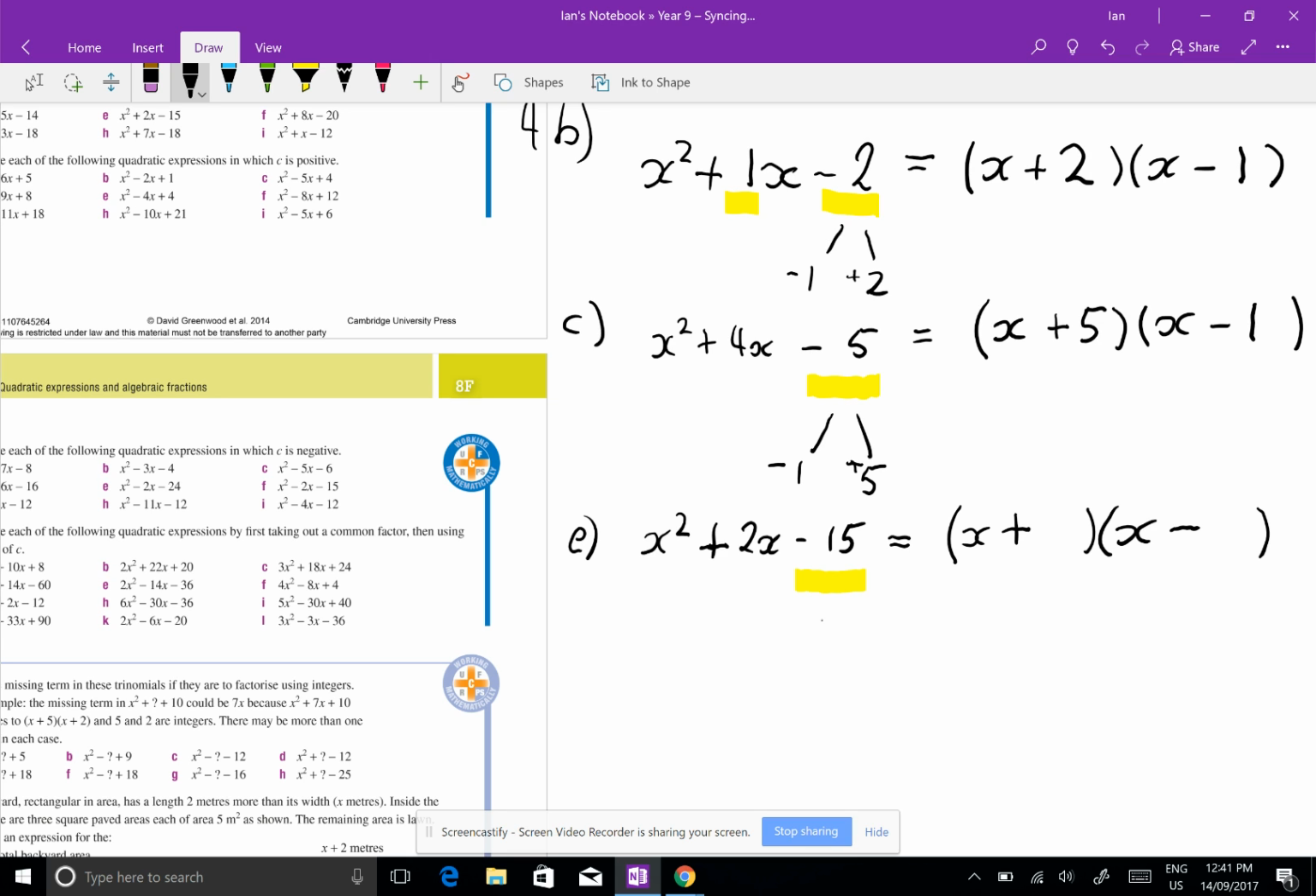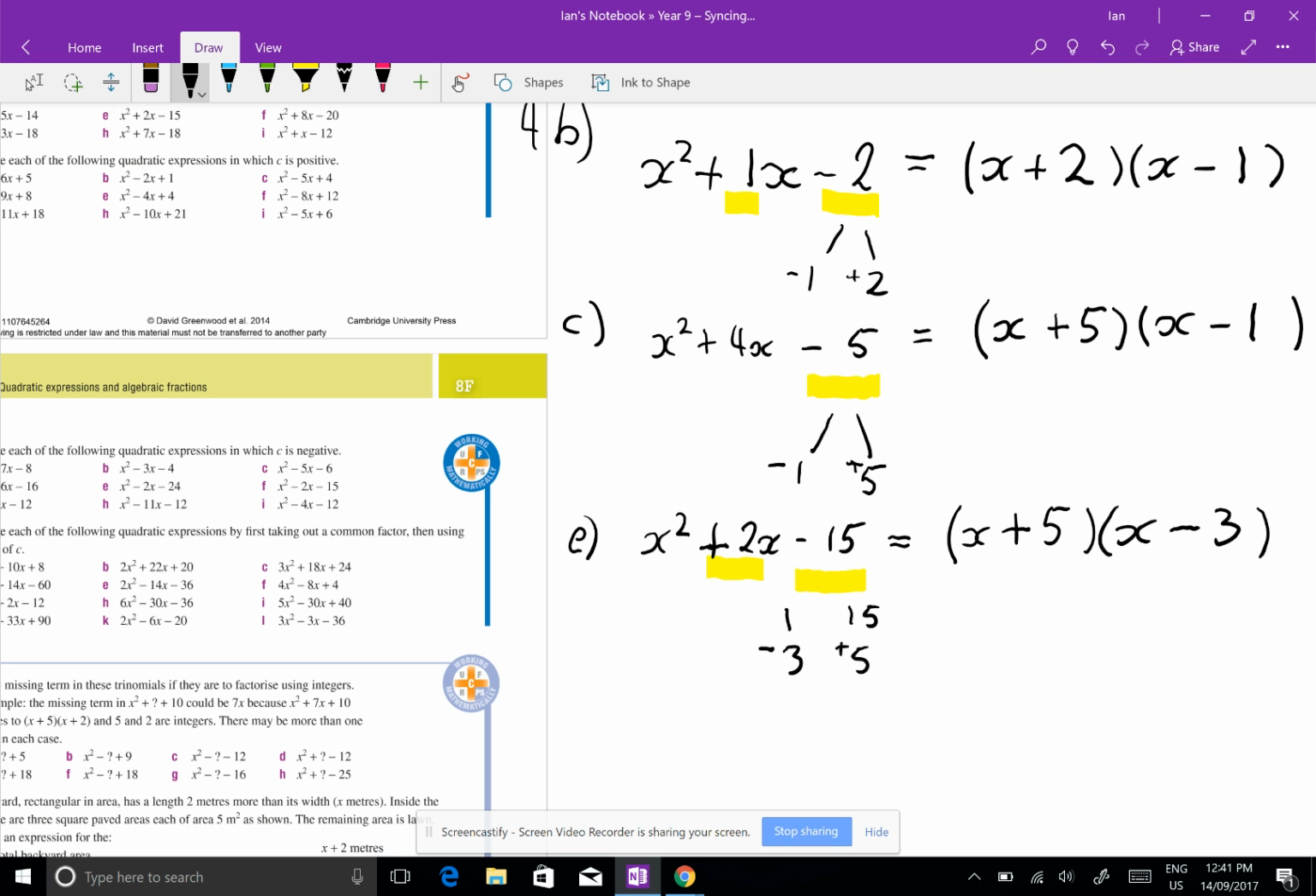So I can have 1 and 15. 2 doesn't go into it. I can have 3 and 5. Okay, but I have to get a positive answer when I add them together. So the positive number has to be bigger. So it's going to be minus 3 and plus 5. Plus 5 minus 3. So you have a go at 4f on your own.